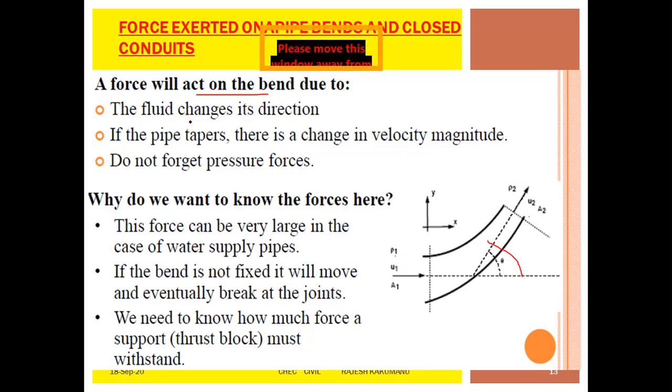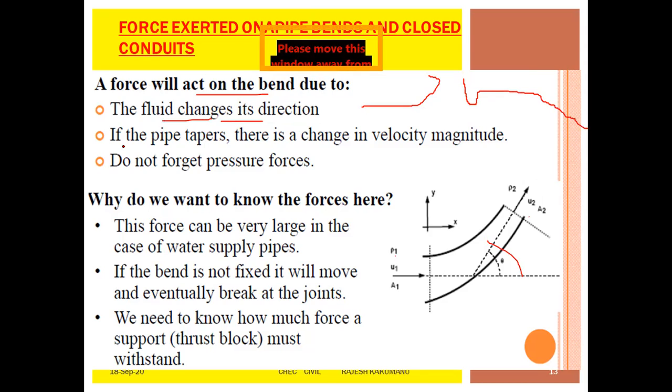Now the fluid changes its direction. So why are forces acting on the pipe at the bend section? The fluid changes its direction. Initially it is going like this, and suddenly it makes a bend, and suddenly it is going in this direction. So what happens? The fluid changes its direction, thereby a force will act on the pipe bend.